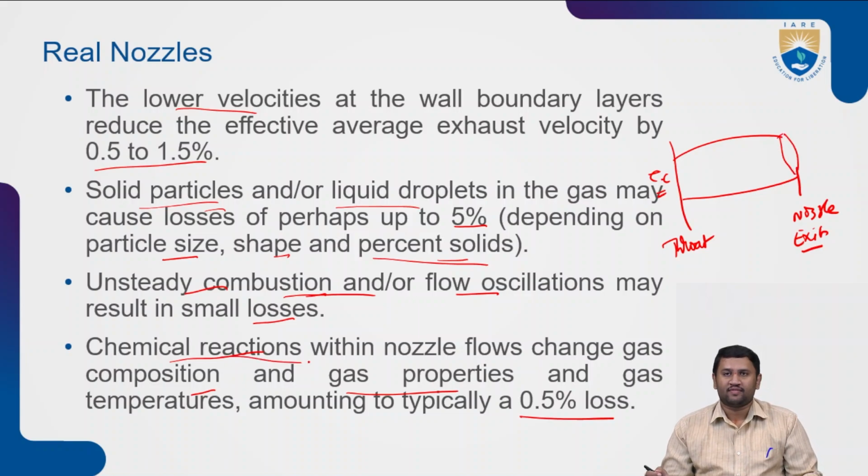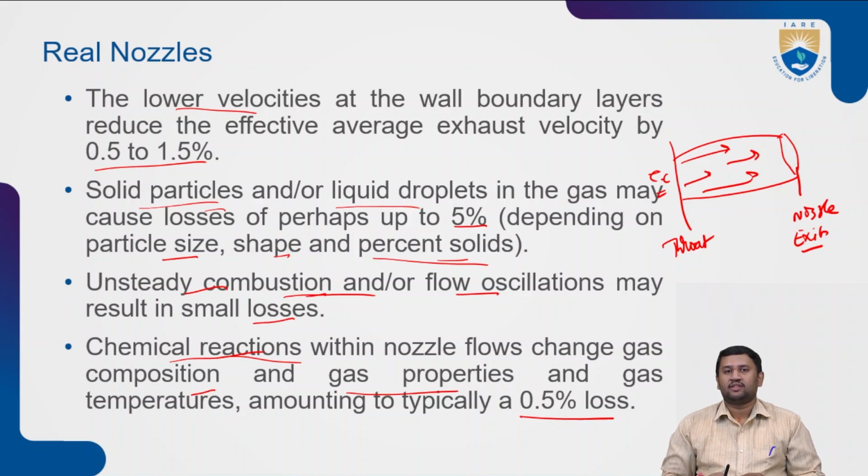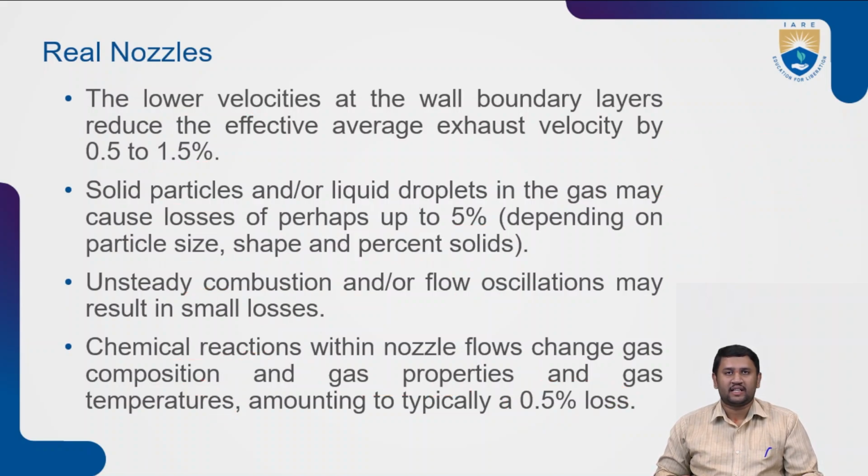And chemical reactions within the nozzle flow: if, let's say, any air or gas tends to oxidize or react with the nozzle wall in a certain area to form, let's say, a solid, or increases the temperature, this alters the gas composition, as a catalyst, or the gas properties in terms of temperatures, pressures, or reactivity. All of this also amounts to at least 0.5% of the loss of the total thrust being generated.